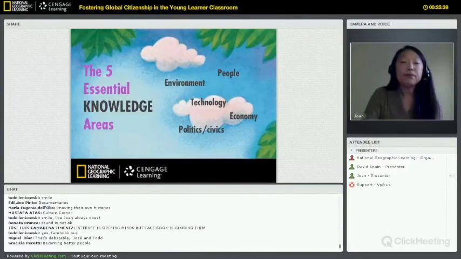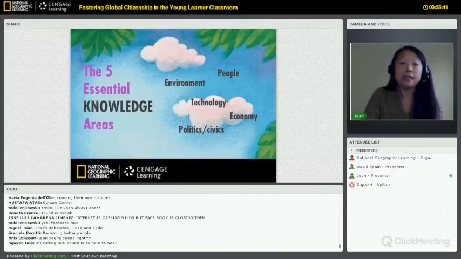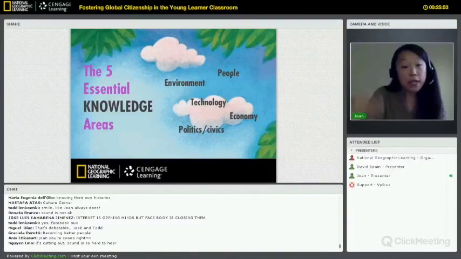Now, essential knowledge and skills. You can see this on your handout. We're talking about knowing about people, technology, economy, politics. These are the basic things that we know. We need to expand our knowledge of these in order to be a better global citizen.